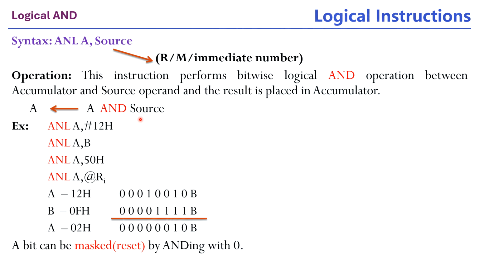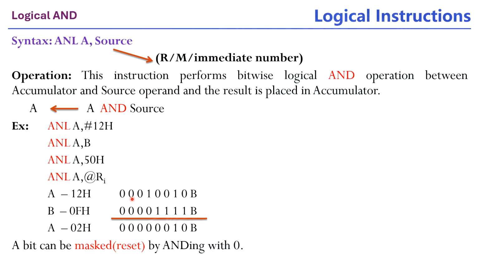A and source. A is this one, and this is the logic we are using here. Source is this one; anything we can use here. After the execution, the result will come in the accumulator.